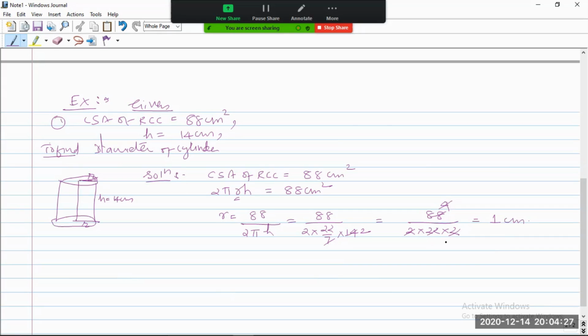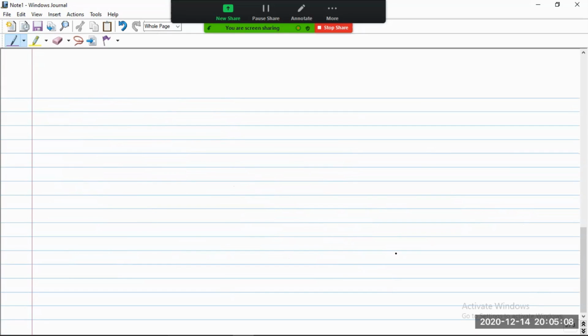Students, if the radius of the base of the cylinder is equal to 1 centimeter, do you have the relation between radius and diameter? Yes, obviously diameter is double the radius. Hence I can write the diameter of the base or the top of this right circular cylinder is nothing but twice the radius, 2 into 1, which is equal to 2 centimeters. In this way we can find the required term with the help of given terms. So that is the first example. Hope everyone understood this.